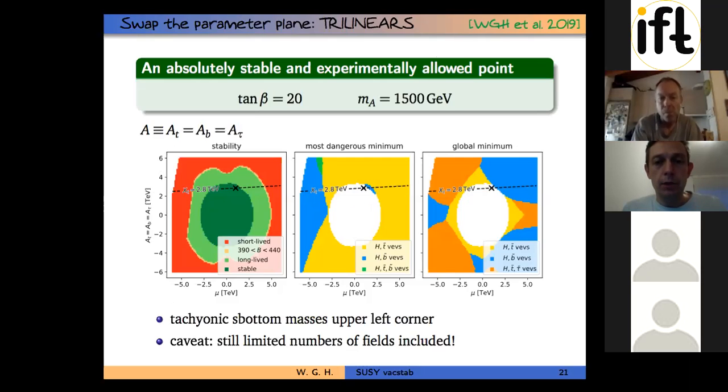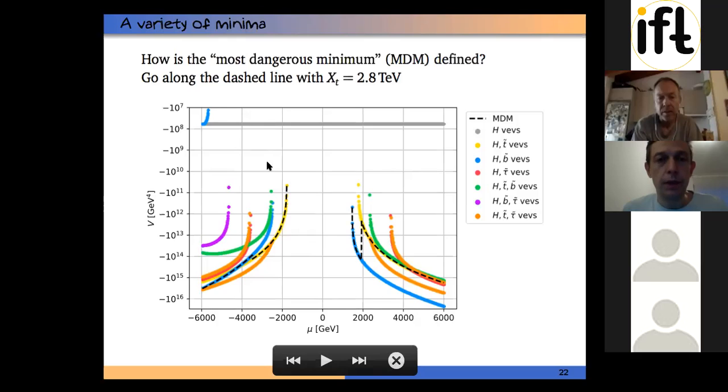This shows now a line. So this shows all minima along this dashed line for the constant xt when we vary mu. The gray line corresponds to only the Higgs vacuum. This is basically the electroweak vacuum. And then we have all the new vacua that appear here. We have Higgs and stop-wave, Higgs bottom, Higgs star, and all the mixed in green, purple, and orange.